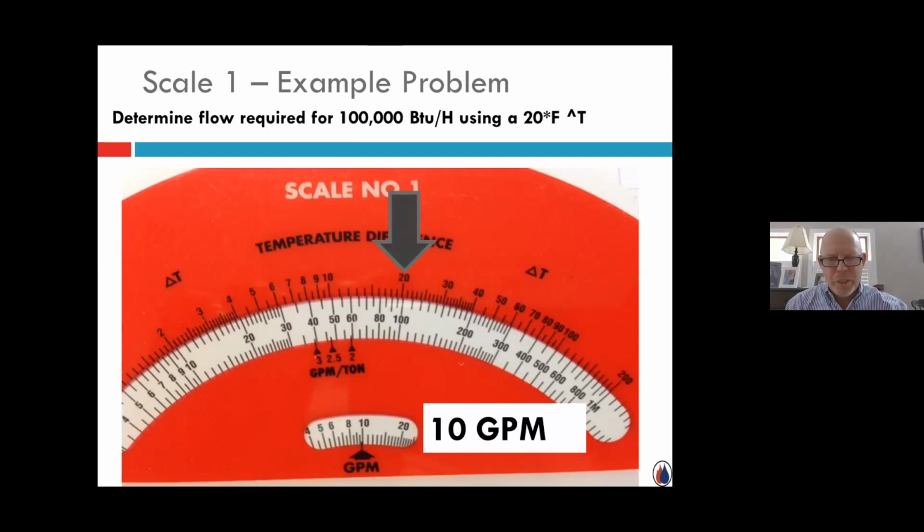That's half of the equation of sizing a circulator. What's the flow rate, and then what's the pressure drop?